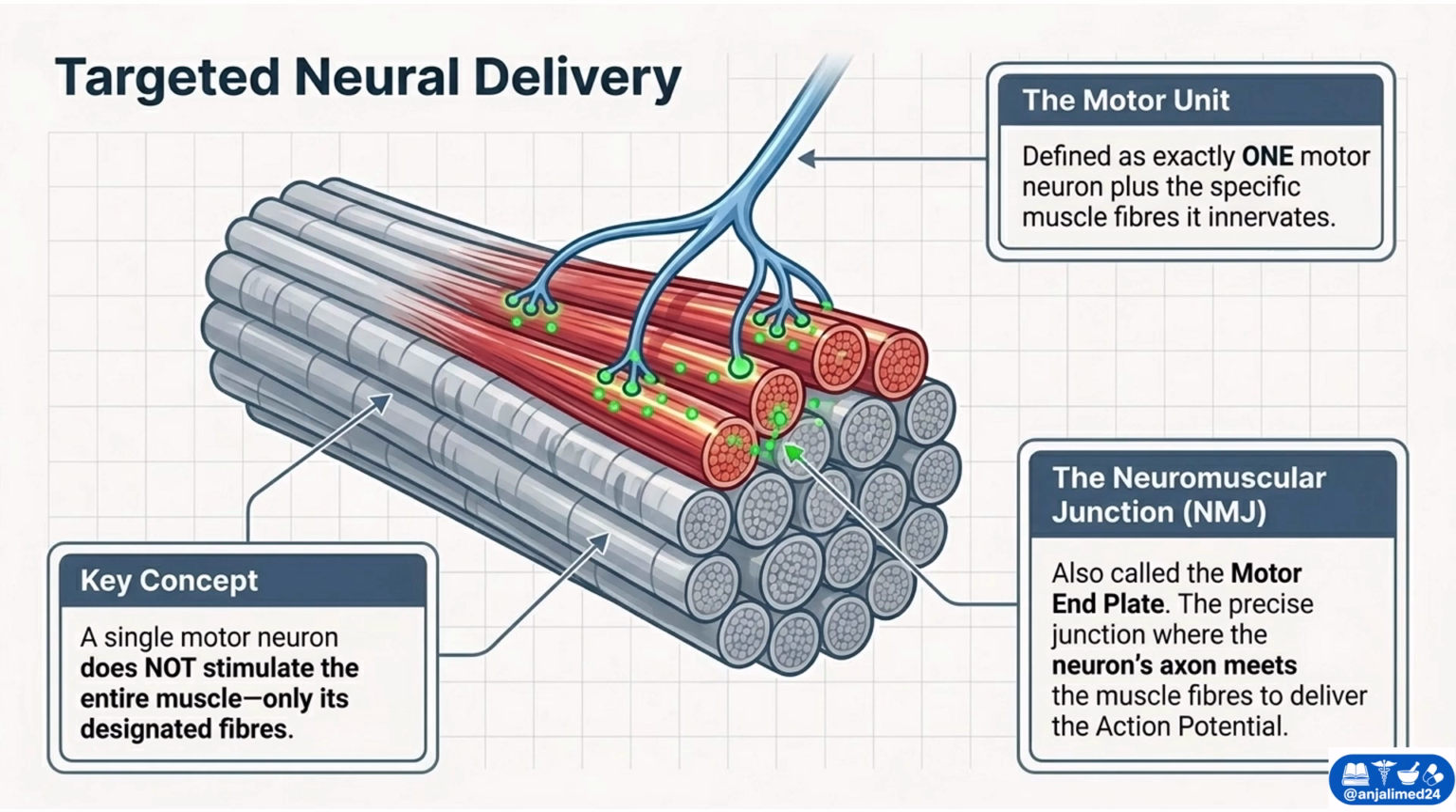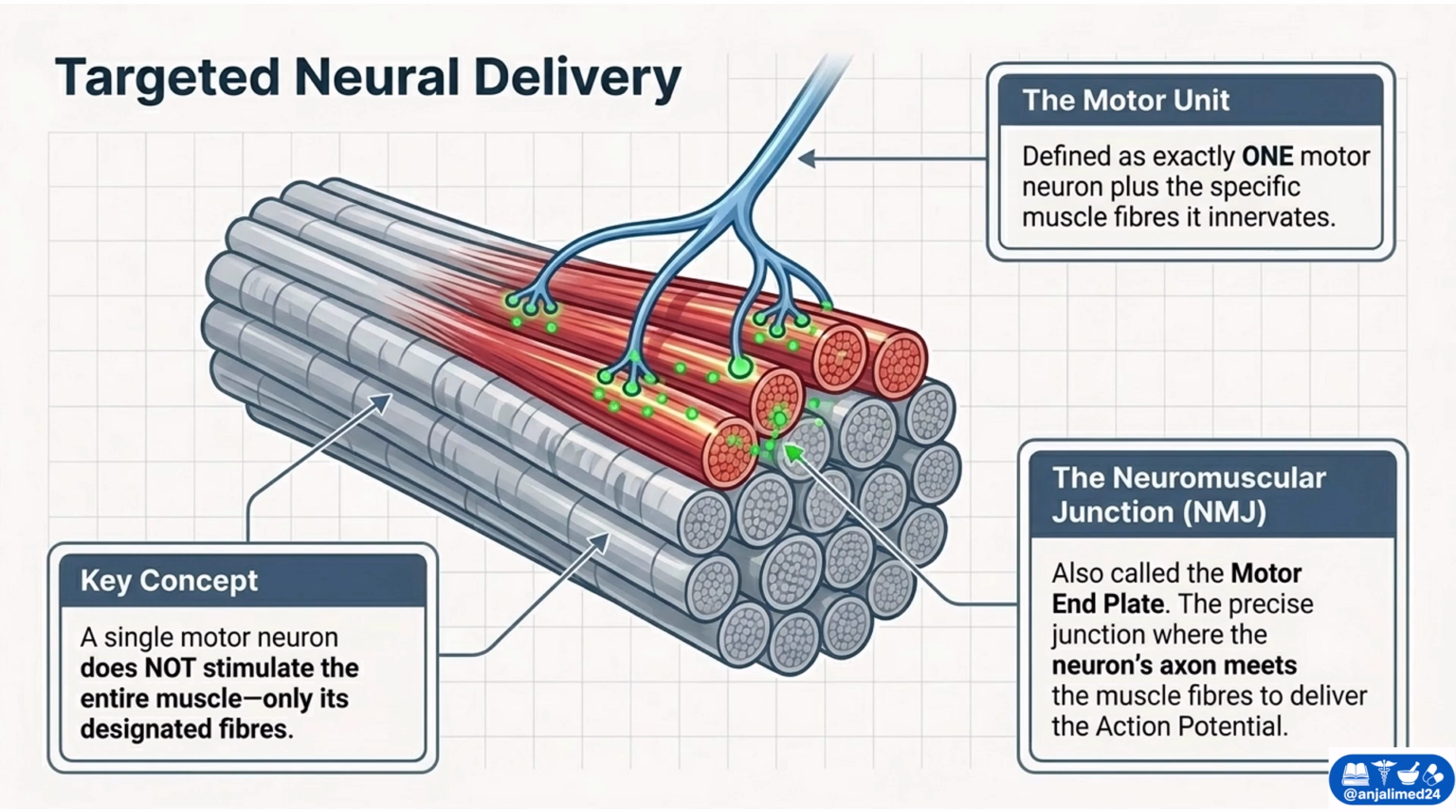A single motor neuron does not stimulate the entire muscle. Instead, each motor neuron controls only a specific group of muscle fibers. This arrangement allows the body to produce highly precise and coordinated movements. The combination of one motor neuron and all the muscle fibers it innervates is called a motor unit. This is an extremely important physiological definition. One neuron plus its designated muscle fibers equals one motor unit.